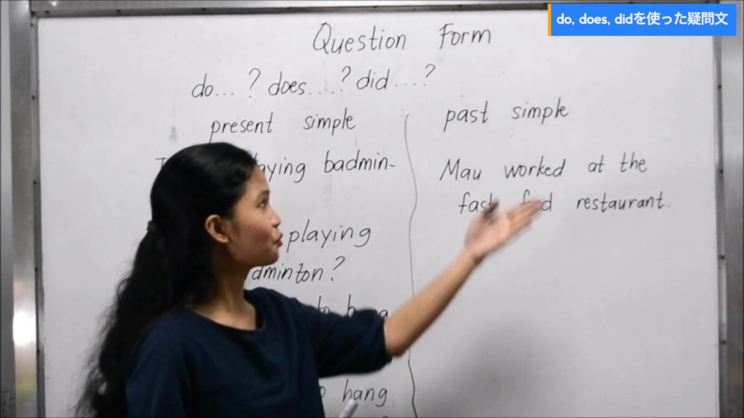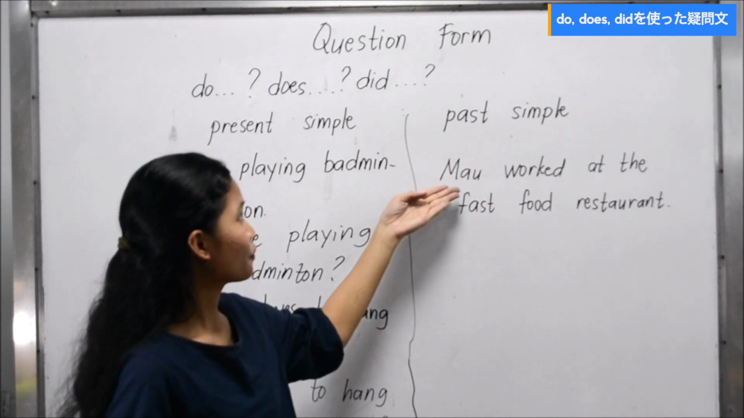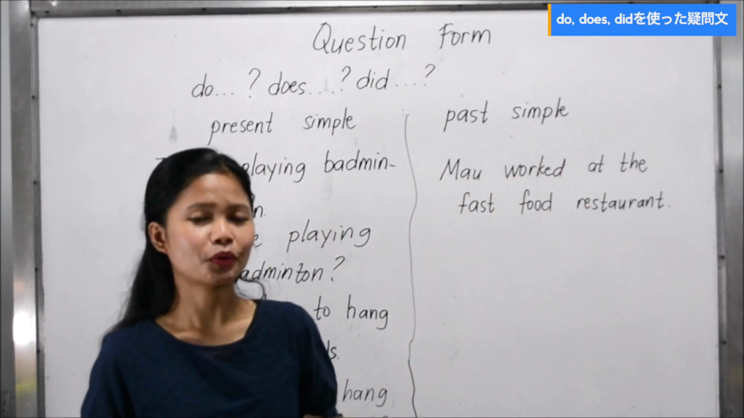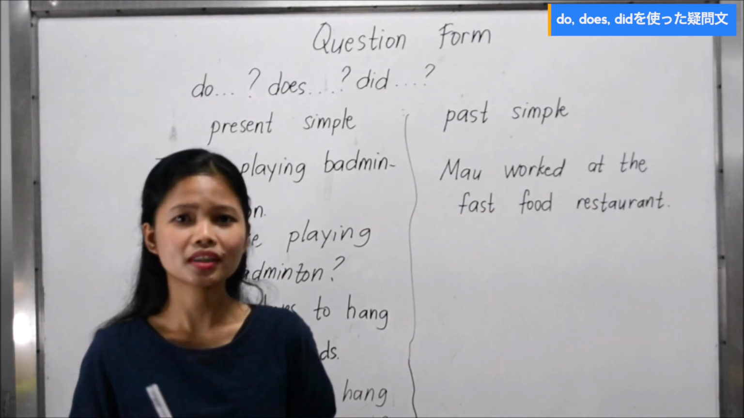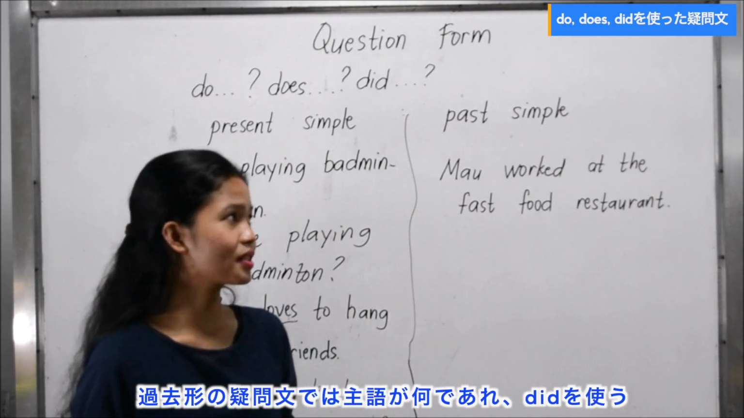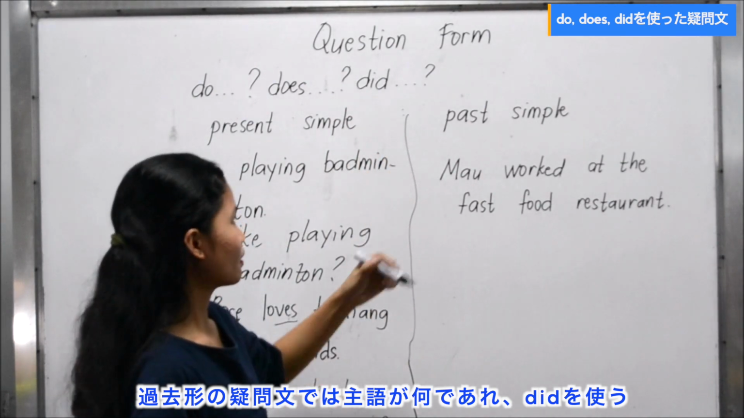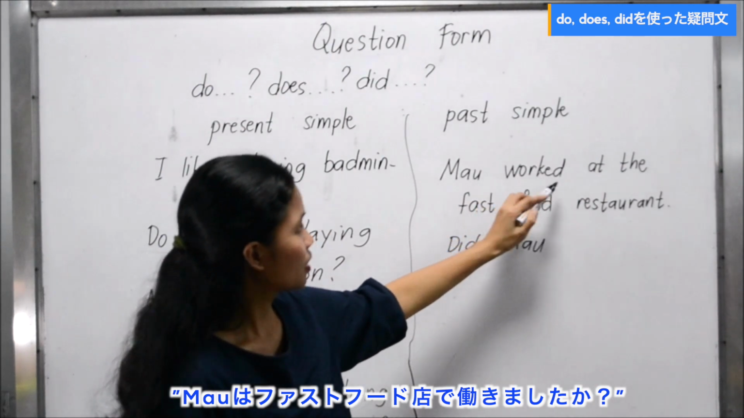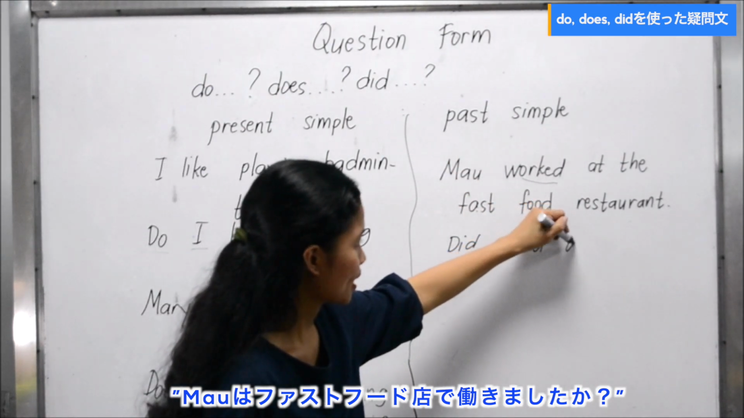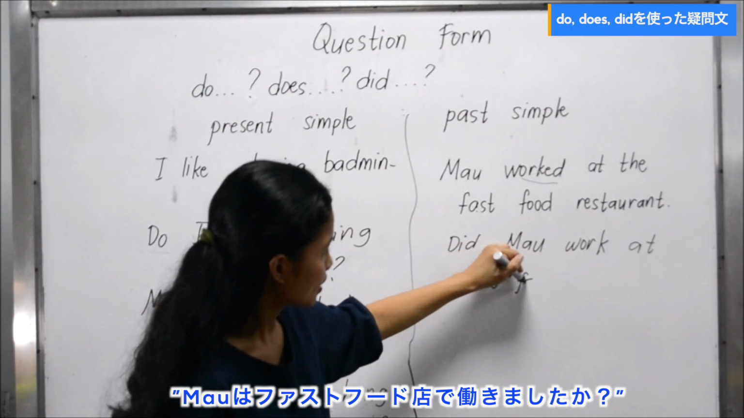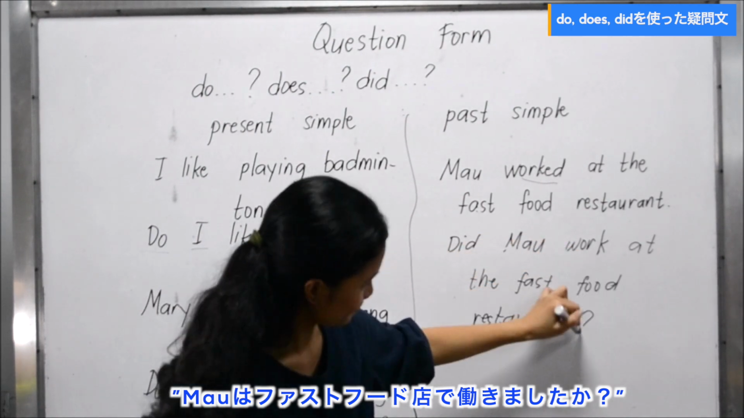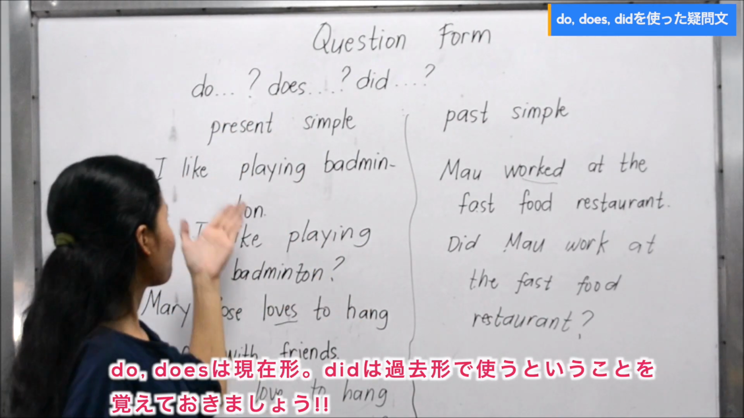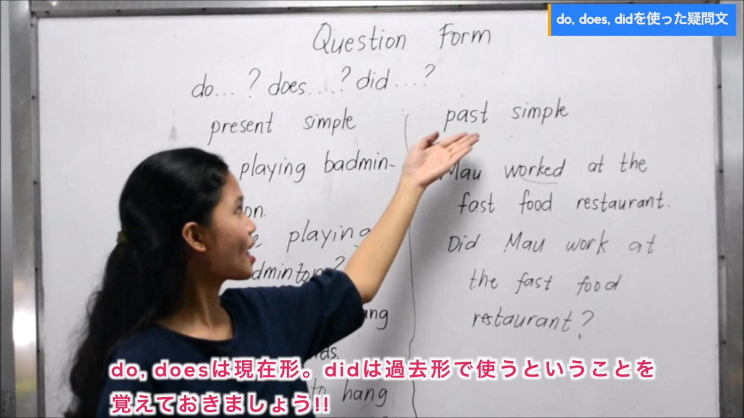Okay, now let's proceed to the past simple question. For example, Mao worked at the fast food restaurant. In the past form, whatever the subject you take, always use did. So let's have here: did Mao work at the fast food restaurant? Always remember, do or does for the present simple and did for the past simple.